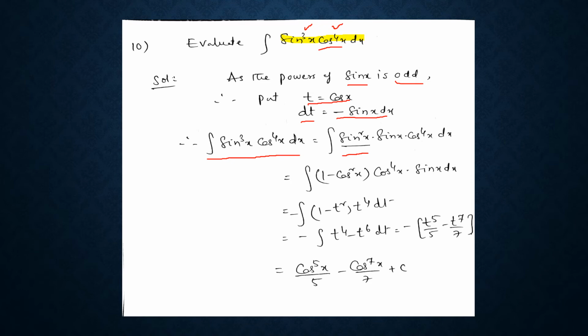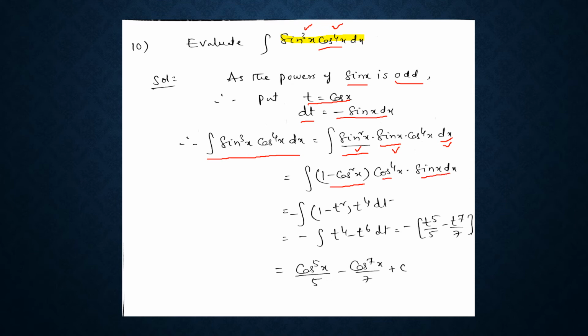So sin cubed x can be written as sin square x into sin x. Sin square x can be converted into cos square x terms, and sin x dx can be written as dt. So I split sin cubed x as sin square x into sin x, into cos to the power of 4 x dx. In the next step, we can write sin square x in terms of cos square x, that is, 1 minus cos square x, into cos to the power of 4 x into sin x dx.